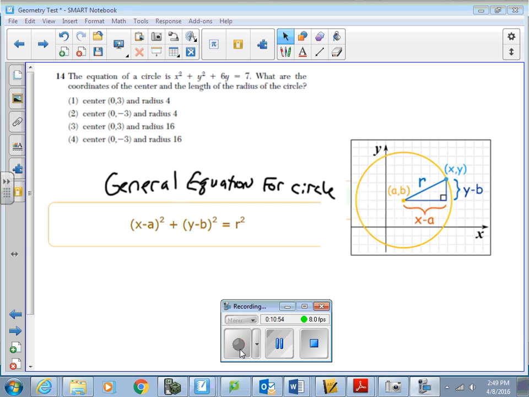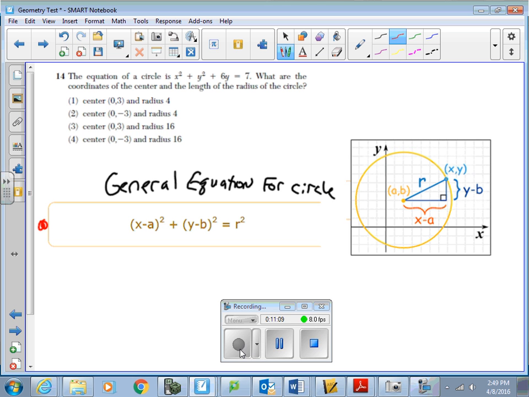All right, looking at number 14. I'm not going to spend too much time on this. We're going to do this probably in about a couple weeks, but I do want to go over it a little bit. I want you to write down the general equation for a circle, which is here. And I'm going to go over this diagram a little bit.